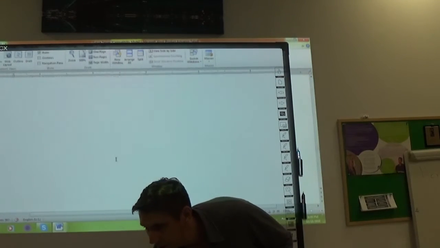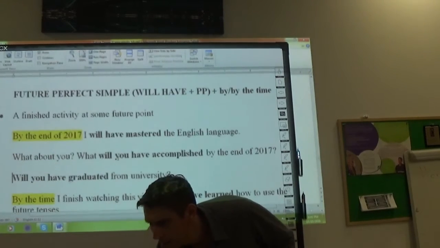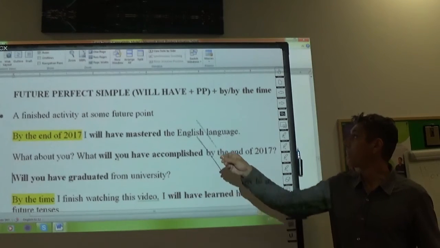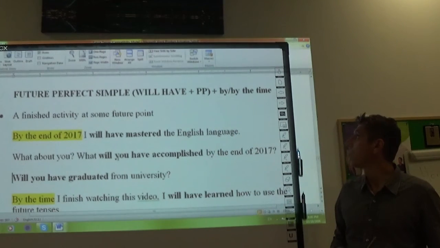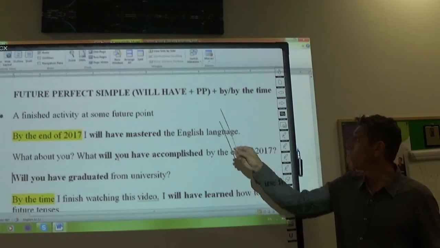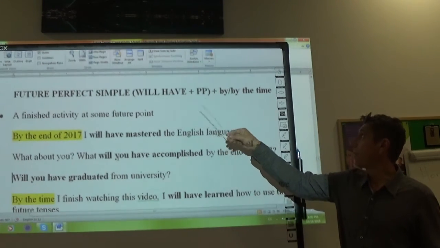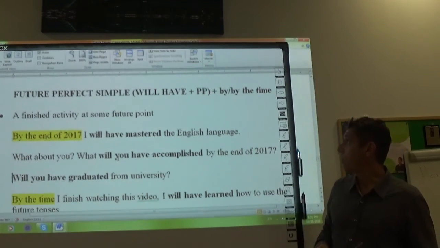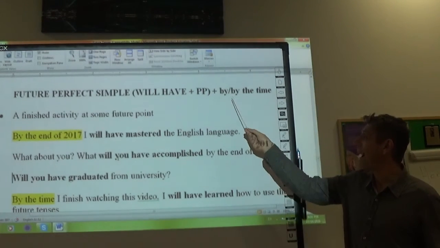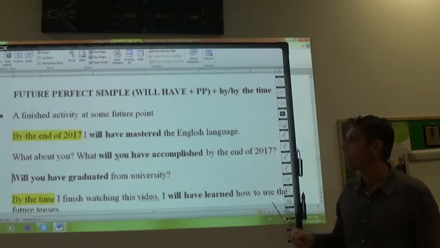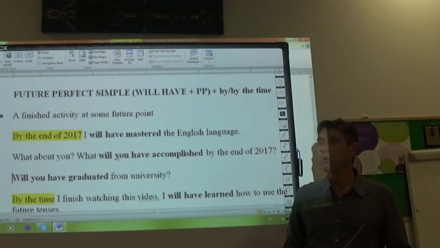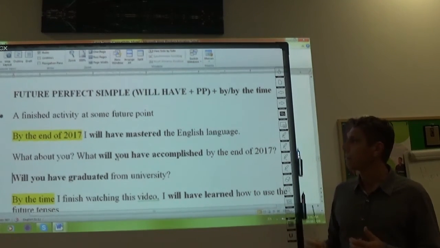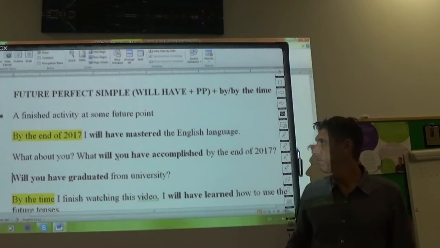Alright then, so let us move on to the last 2 tenses, and that's the future perfect simple, first of all, which we form by using will and the word have, and finally the past participle of the main verb. And we use the future perfect simple with a time marker by or by the time. We use the future perfect simple to refer to a finished activity at some future point. So here are some examples.